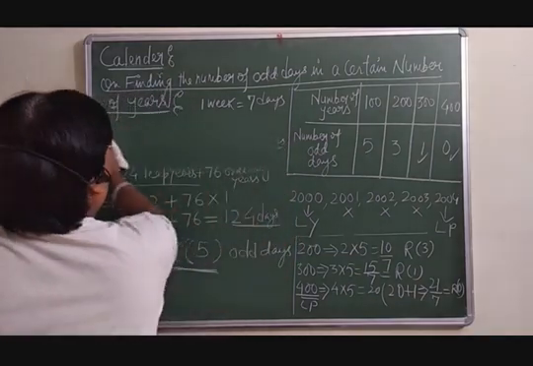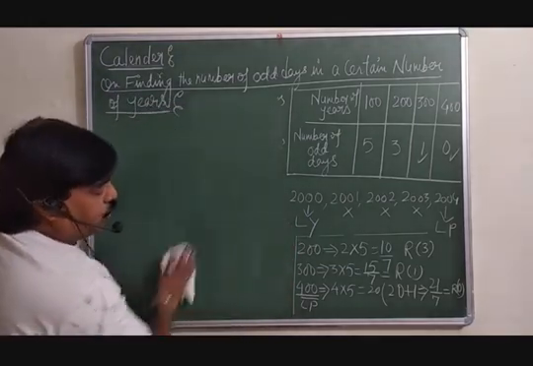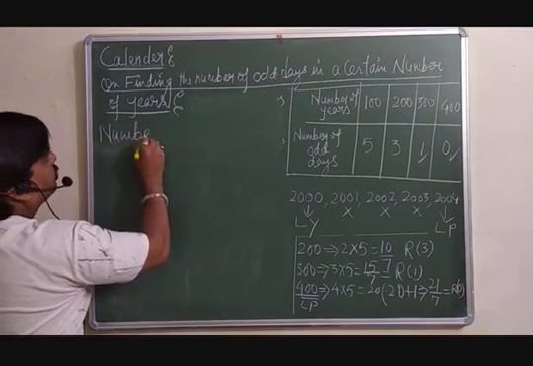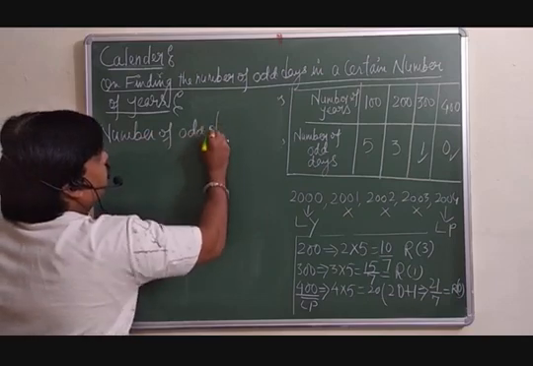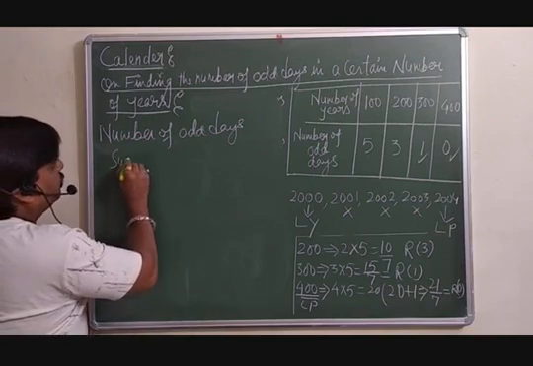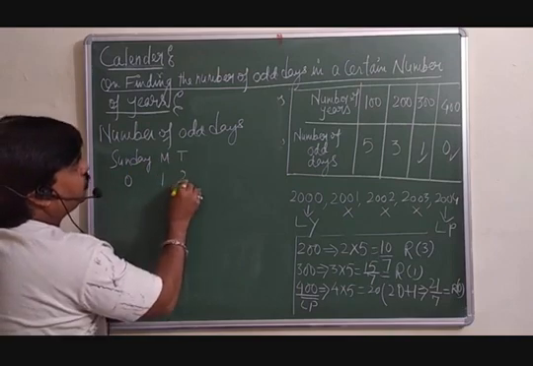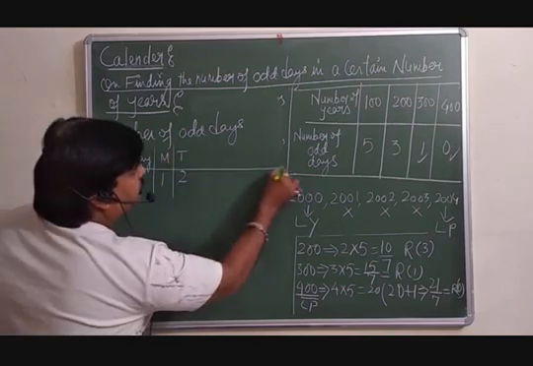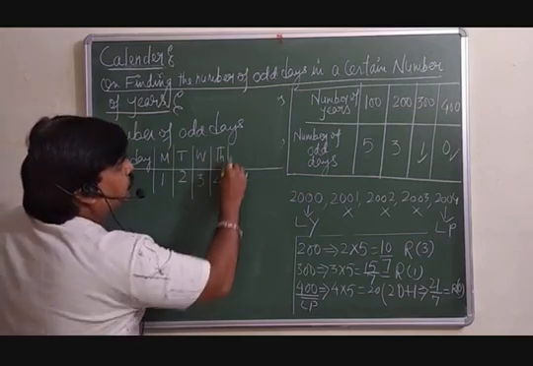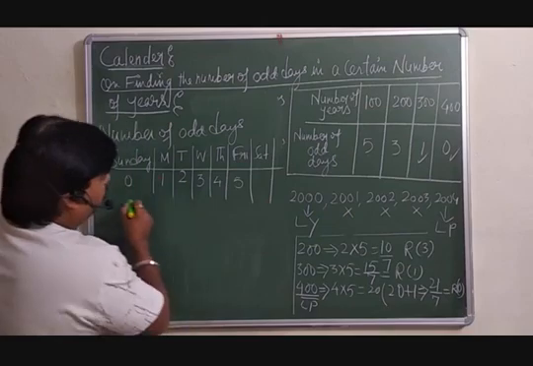So there will be the table. Look at here now. If the days are associated with the number of odd days, for Sunday, 0; Monday 1; Tuesday 2; Wednesday 3; Thursday 4; Friday 5; and Saturday is 6.